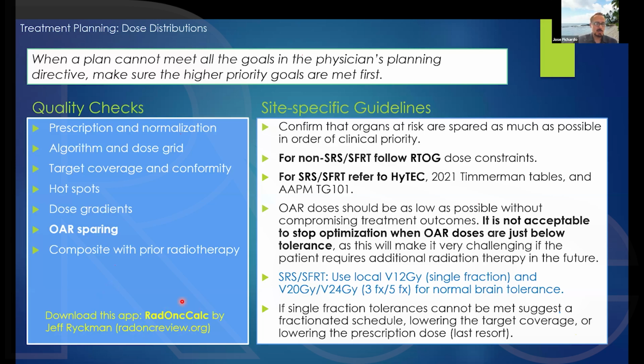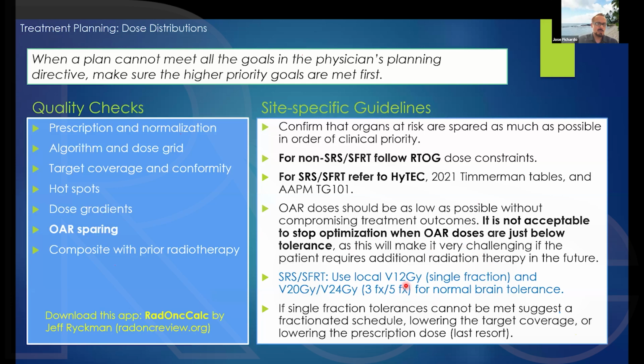So what he did is he's created this app that has all the constraints. It shows you where they came from, RTOG, HyTEC, whatever it is. You just have to type the organ that you're looking for and the number of fractions, and it will give you the correct constraints to use. Very, very useful tool.